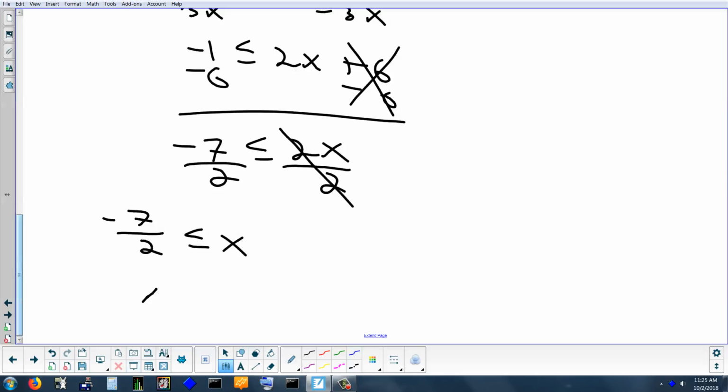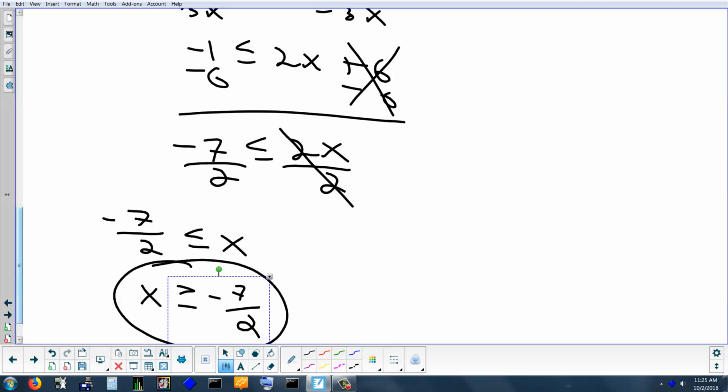Now, how could I write it with the x on the left side? It would be x, Michael? Greater than or equal to negative 7/2. Yeah. So if you want to rewrite something so it's equivalent, look at what it was pointing at before. It has to be pointing at the same thing now.